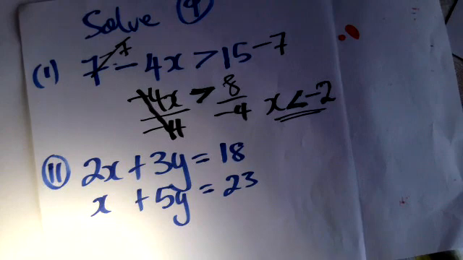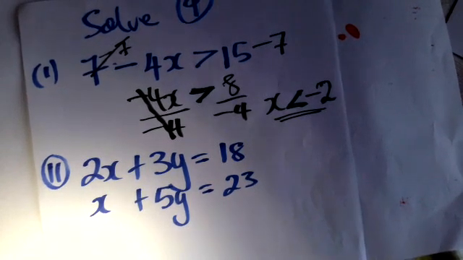All right, let us solve. Go ahead and solve this simultaneous equation. What will be the value of x and what will be the value of y if 2x plus 3y is equal to 18 and x plus 5y is equal to 23? Let's go, let's go. 3 minutes for that. Can you do it?